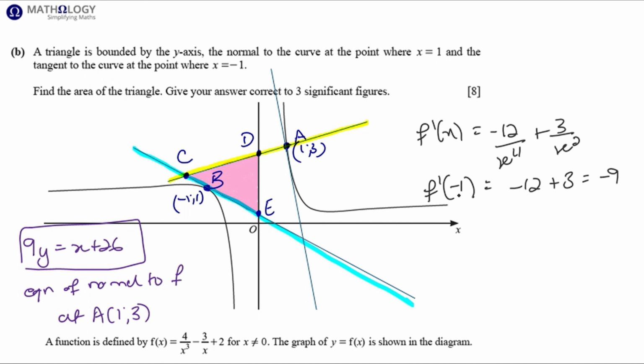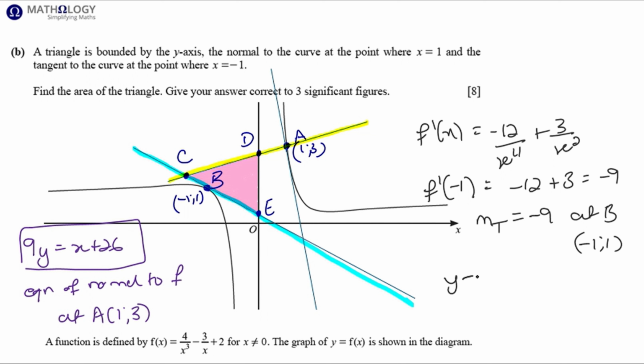Now, the fact that we get a gradient of -9 just means that this diagram is not drawn accurately. So that shouldn't throw you off. The gradient of the tangent is -9. The gradient of the tangent to the curve at B is -9. The point B is (-1, 1). So we can determine the equation of this tangent at B.